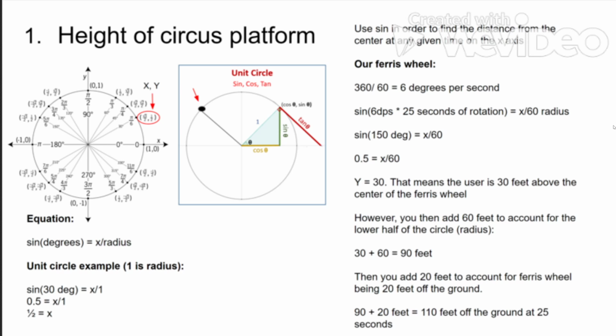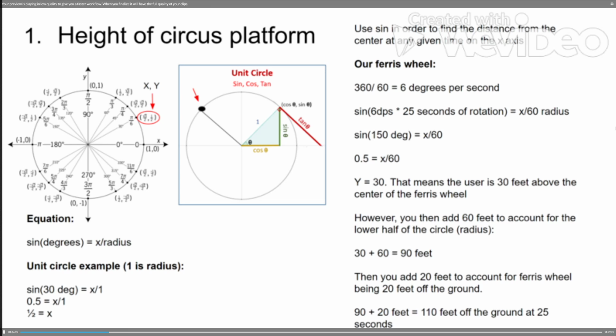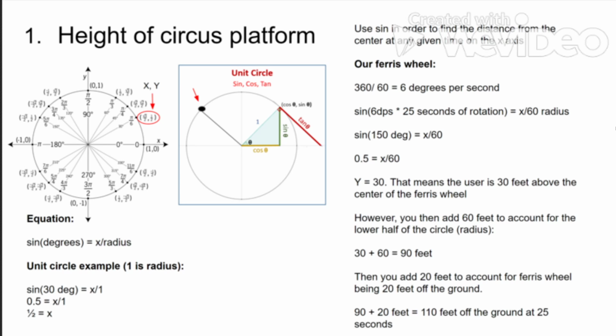Now if we apply this to our Ferris wheel, we can do the same thing for 25 seconds of rotation. Our Ferris wheel rotates at 6 degrees per second, which comes out to an angle of 150 degrees. We can take the sine of 150 degrees multiplied by the radius and get 30 feet above the center of the wheel. Then we must add 80 feet to account for the radius and height of the Ferris wheel, which results in 110 feet off the ground at 25 seconds of rotation from the 3 o'clock position. So this is how you find the height of a circus platform.